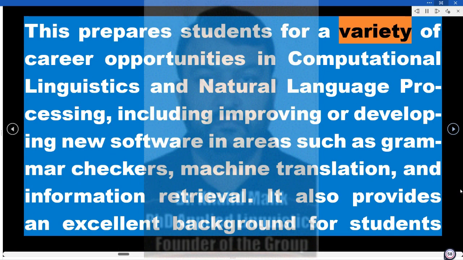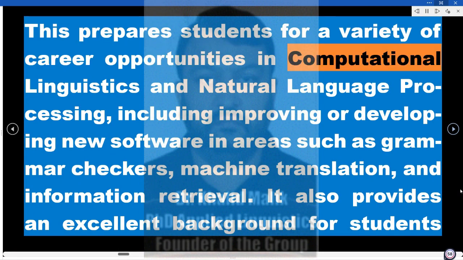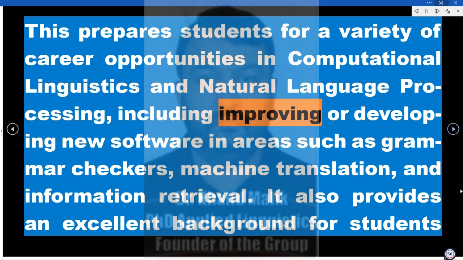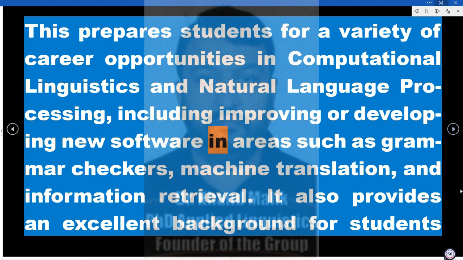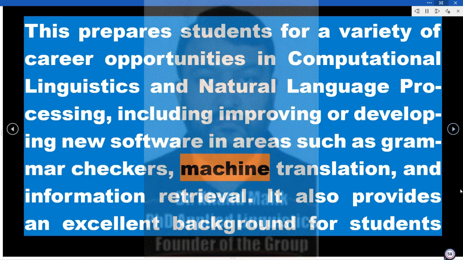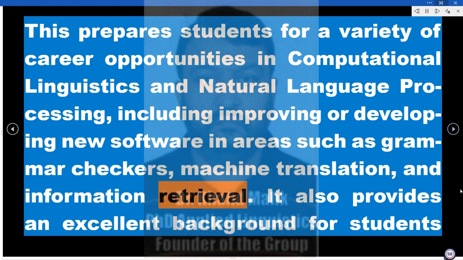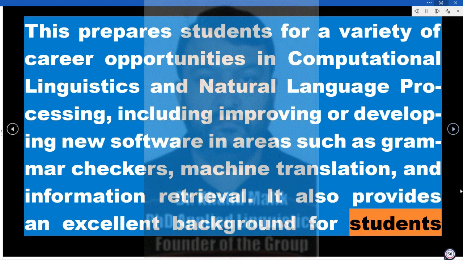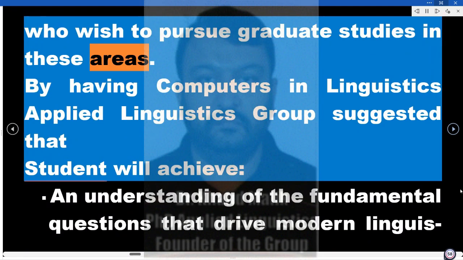This prepares students for a variety of career opportunities in computational linguistics and natural language processing, including improving or developing new software in areas such as grammar checkers, machine translation, and information retrieval. It also provides an excellent background for students who wish to pursue graduate studies in these areas.